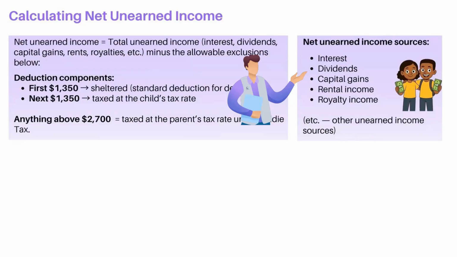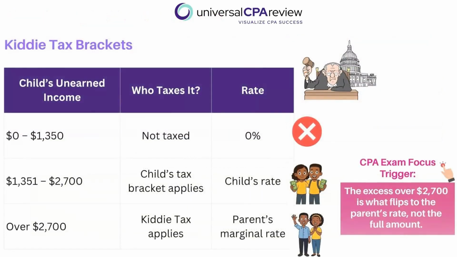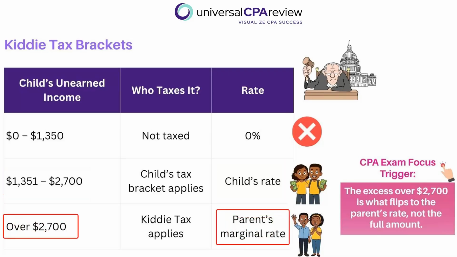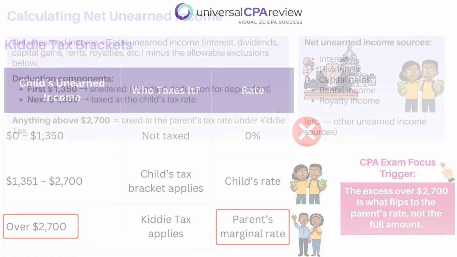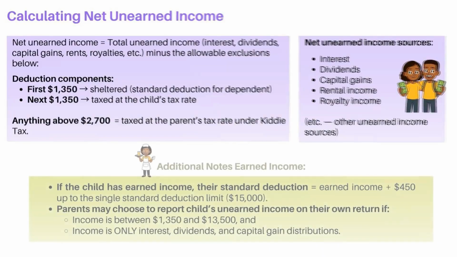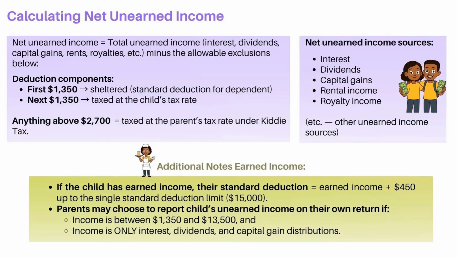All right, and those allowable exclusions are structured in 3 tiers. And this is where students get tripped up. So follow the roadmap. All right, so we're talking about step 2, 3, and 4 in our mental map. The first amount is sheltered, and this is essentially the dependent standard deduction for unearned income. The next amount is taxed at the child's tax rate, and anything above that total threshold gets taxed at the parent's marginal tax rate under kiddie tax rules. Now remember, in this module, most of what we're focused on is unearned investment income. This is the core of kiddie tax, but I do want to plant a quick seed so that you don't confuse this later.